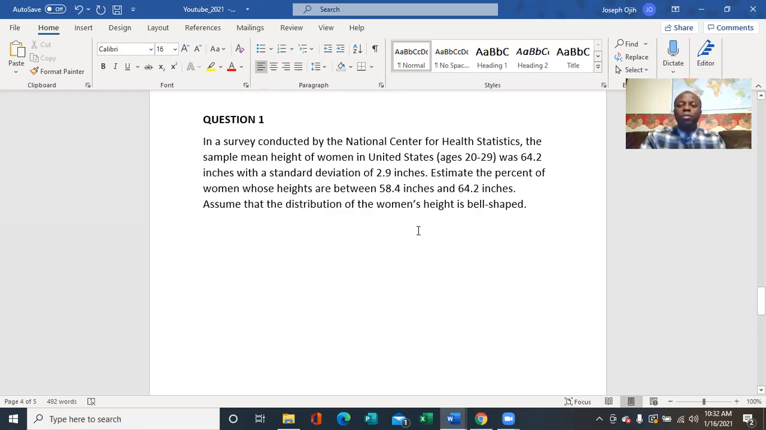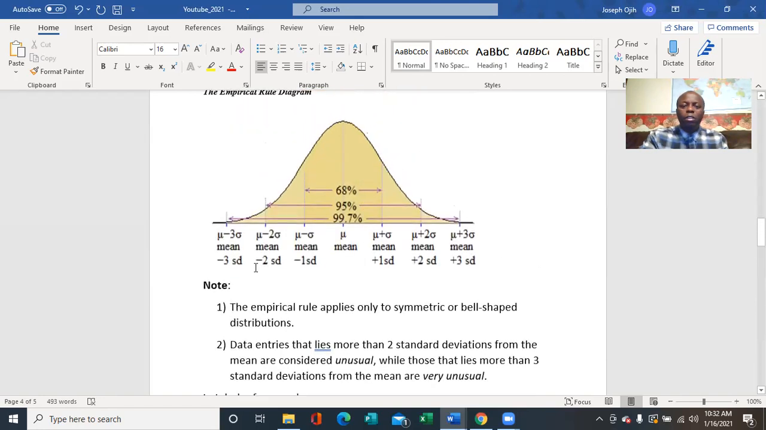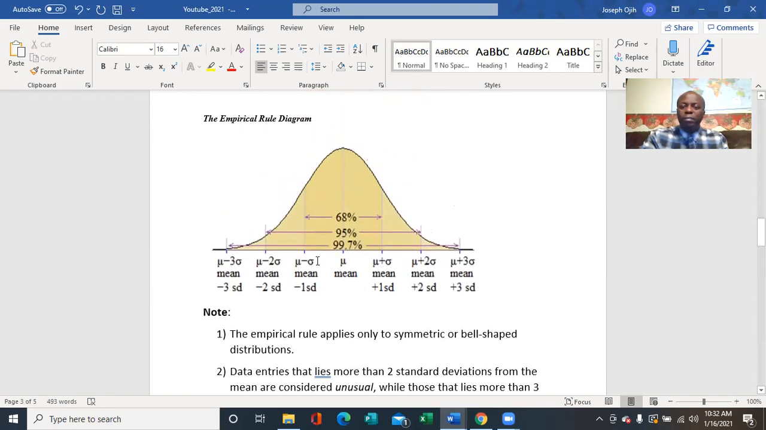Assume that the distribution of the women's height is bell-shaped. See, this is very, very important. The question must say this. That is how you know that you will use the empirical rule. So he said, assume that the distribution of the women's height is bell-shaped. That means a typical empirical rule. So let's do it. Solution. The first thing you do is to draw the curve, then put the numbers in, then calculate the values for all these formulas here. Use them to calculate the values. Then you can get your percentage.